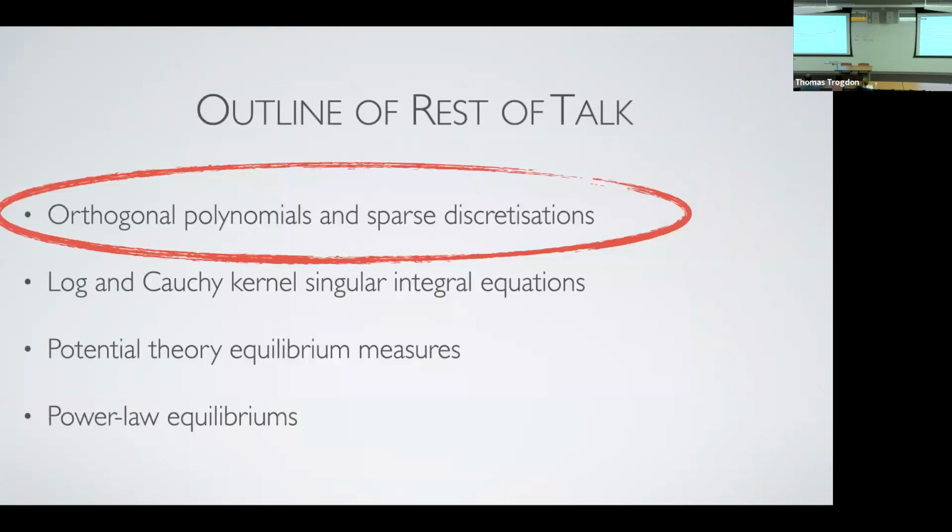So that is sort of the setup. Let's see how we actually tackle this problem. This is the outline of the rest of the talk. We're going to see how orthogonal polynomials can be used to get sparse discretizations of these operators, first in the log kernel case and later in the power law case. That's really where the new stuff is. And then we'll see how having sparse discretizations of the operators leads naturally to a method for computing the equilibrium measures. Okay, first with the potential theory case, then later with the power law.